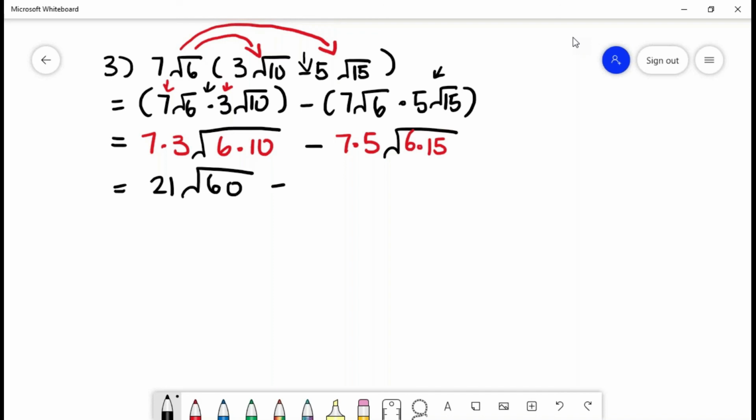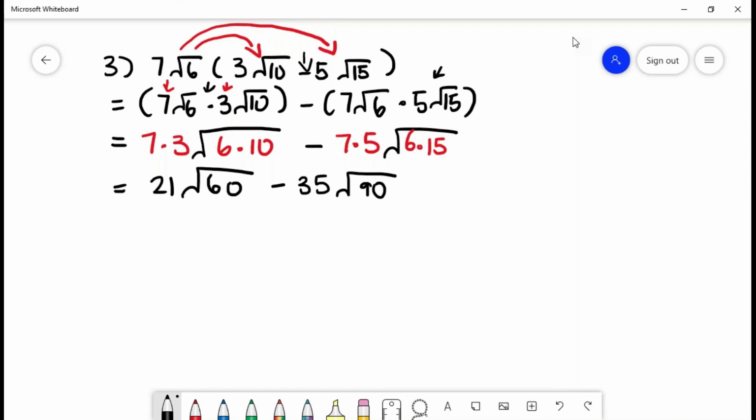7 times 5 is 35. And over here on the inside of the radical, we have 6 times 15. 6 times 15 is 90. So now, as you can see, we have this expression here. This is what we've evaluated to so far.